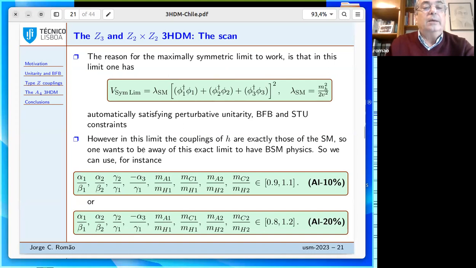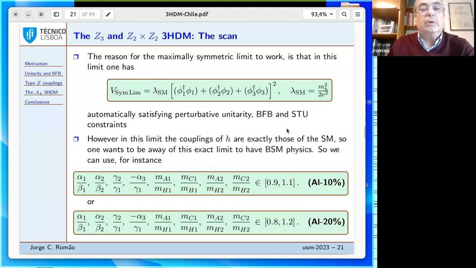So you don't have much for BSM physics. And if you want to have some new results to depart from the standard model, you need also to depart from this maximally symmetric condition. And of course, you choose to depart from it in a systematic way. You can be, let's say, 10% away, 20%, 50%, and so on. And we have looked at those limits.